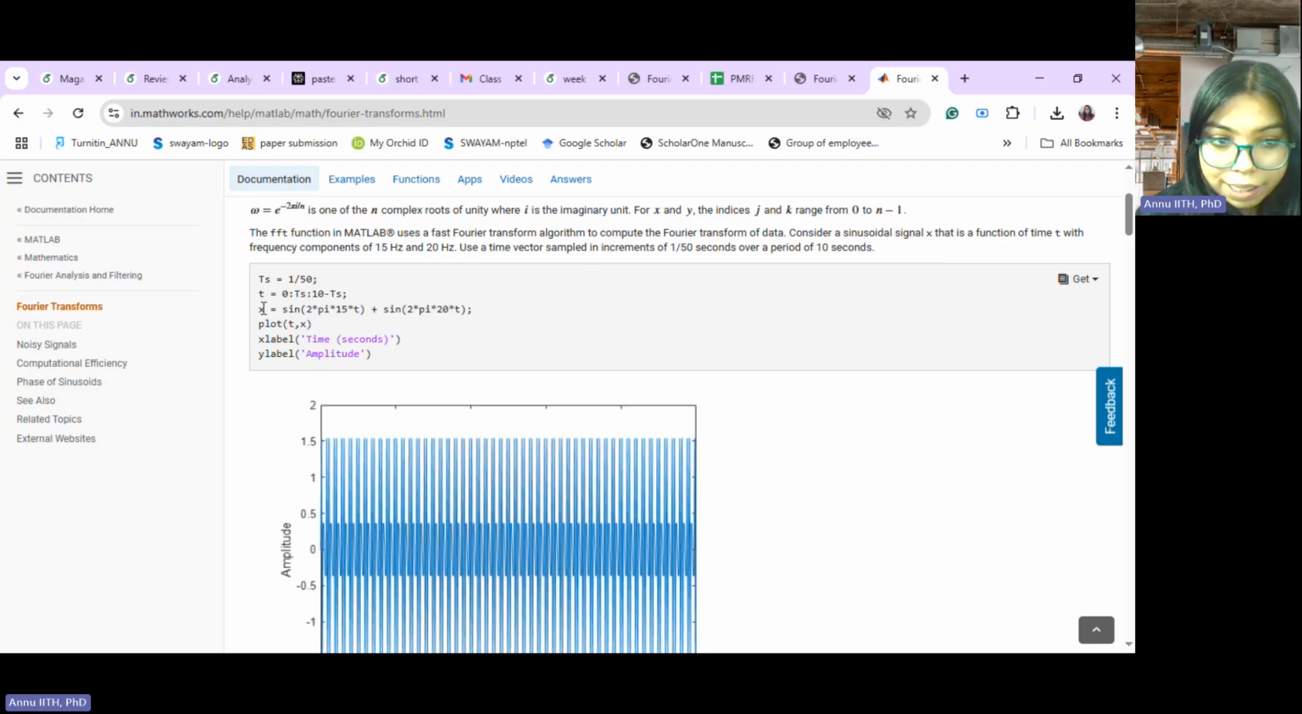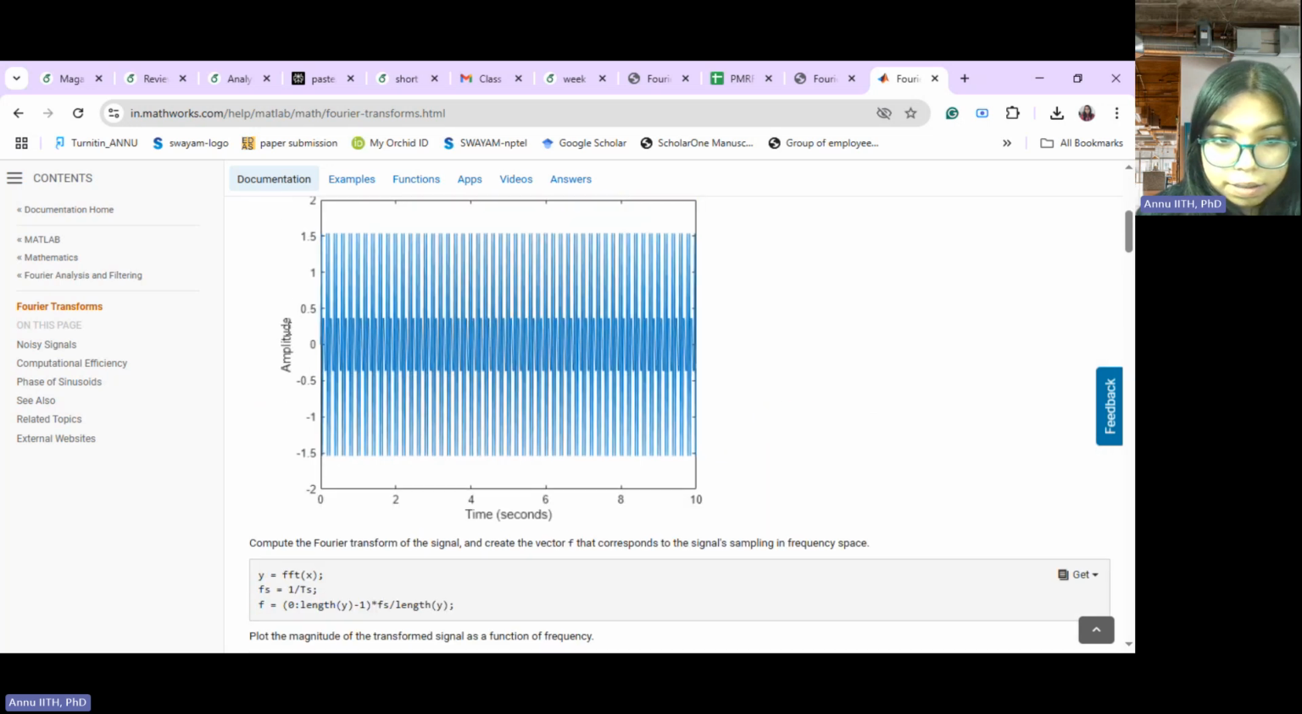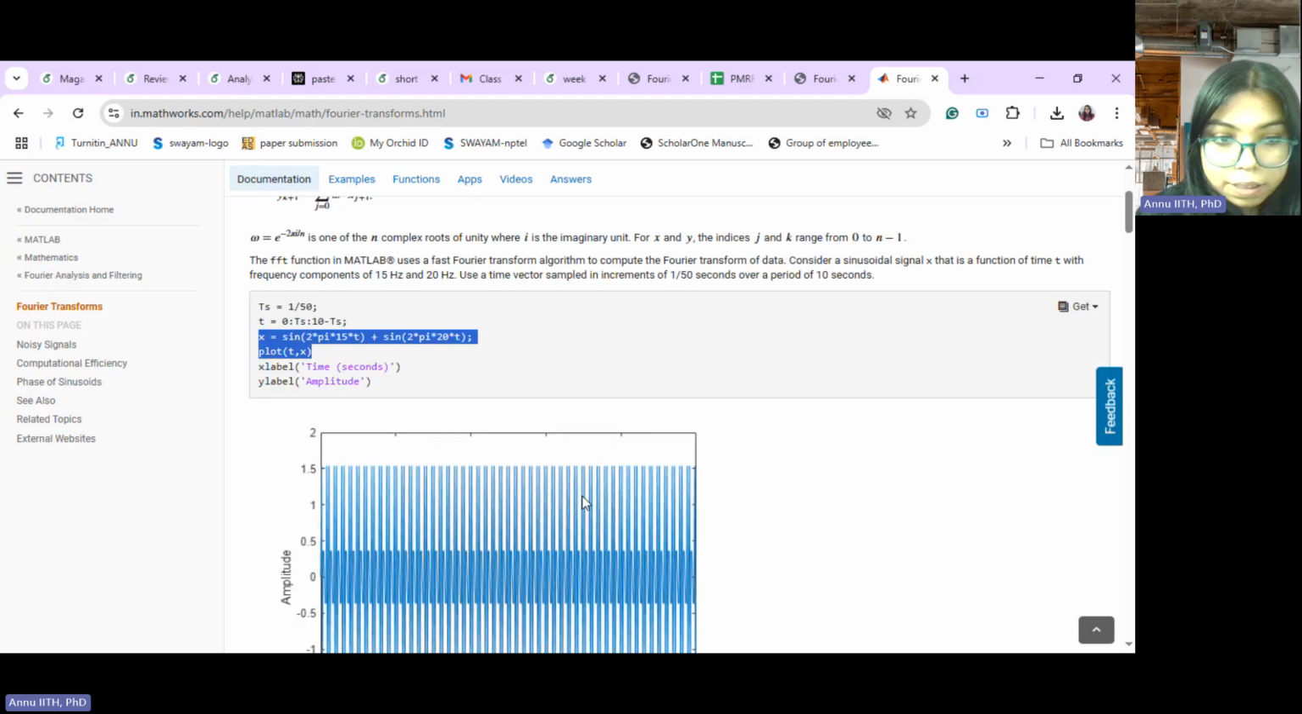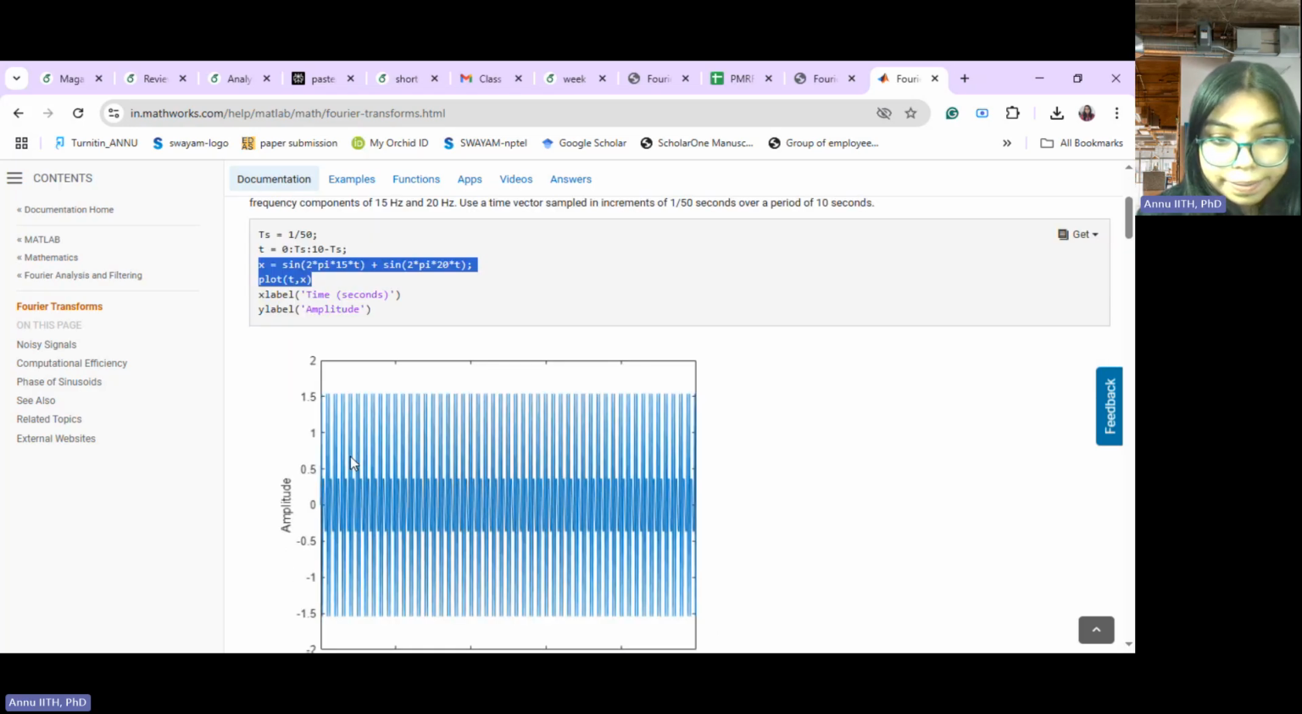So we can write it as a simple signal, that is sine 2 pi 15t, where 2 pi is common. 15 is one signal frequency and 20 is another signal frequency. And if we plot it, we get it like this. This is the amplitude, this is the time. What you are plotting is a simple plot of the sample time with respect to x.